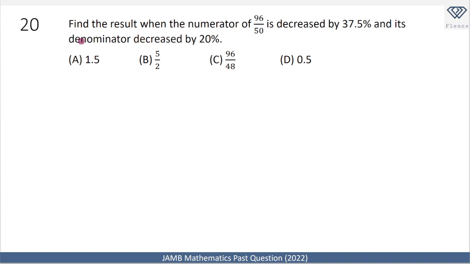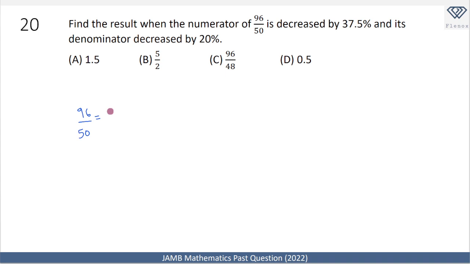We are told to find the result when the numerator of 96/50 is decreased by 37.5% and its denominator decreased by 20%. Now this is pretty straightforward. So we know that we have 96/50, right? Now we're going to be decreasing the numerator by 37.5%.